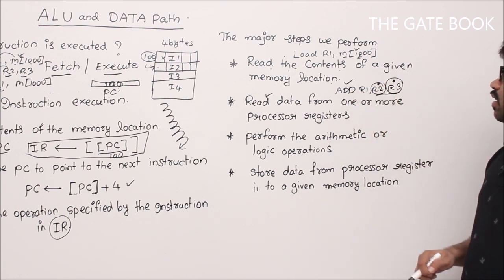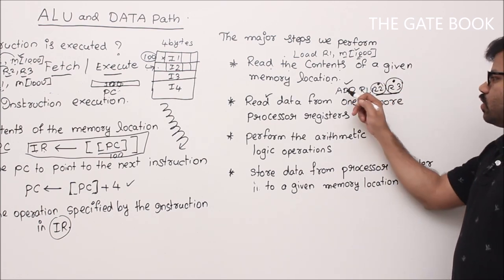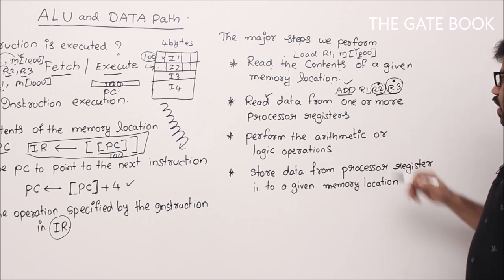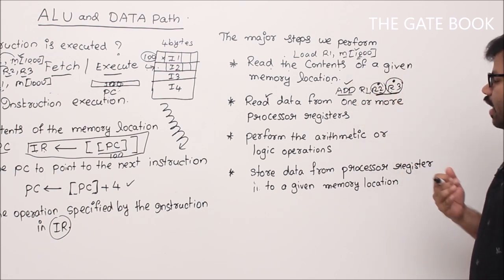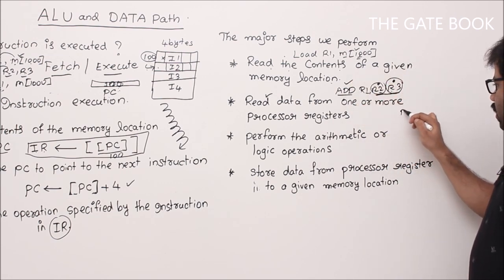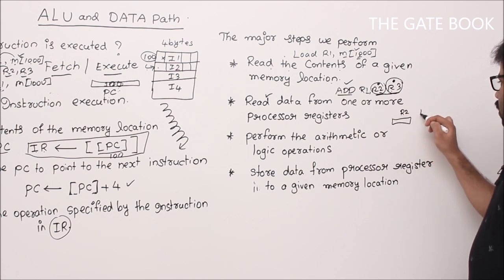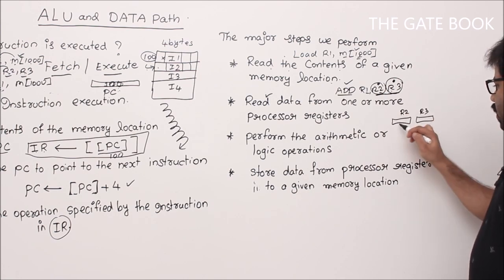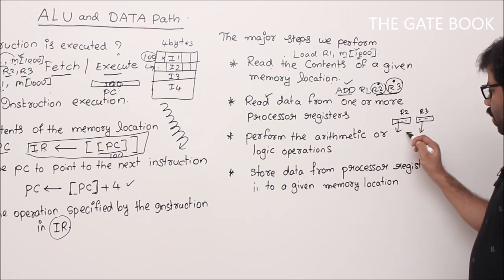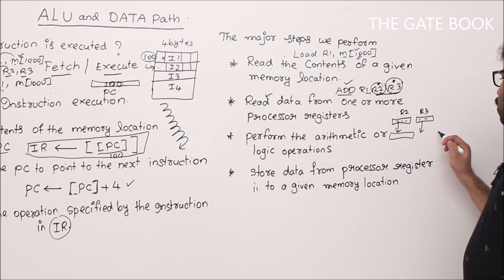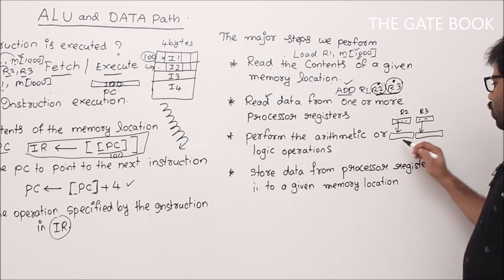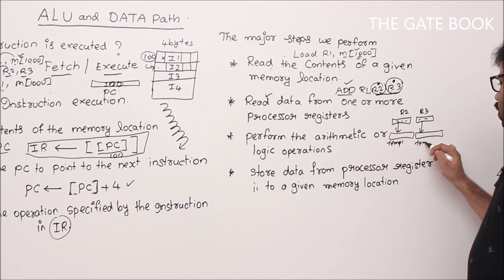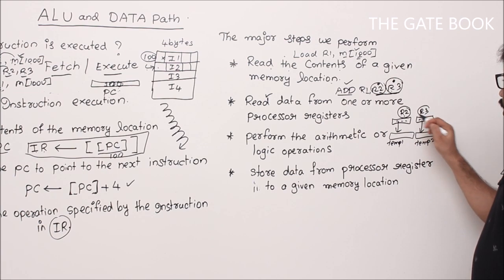In this one you can see, after reading, for example, this one, add R1, R2, R3. Whenever you have this kind of instruction, what might happen is that your register R2 and register R3 data will first of all be read somewhere. So we read this value. Mr. R2, please give your value to me. Mr. R3, I am taking your value into some temporary registers, temp1, temp2, let's say. That means we are reading the data in R2 and R3.